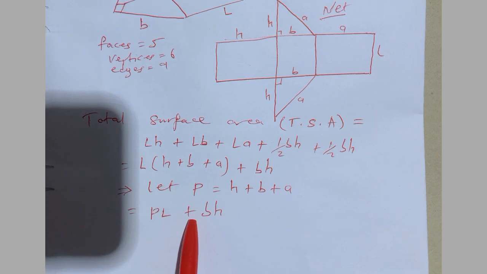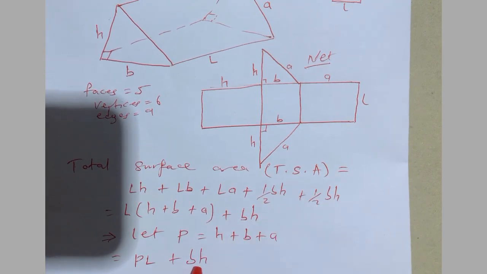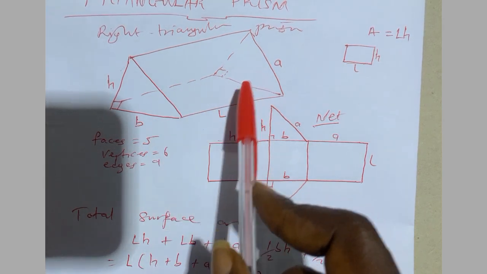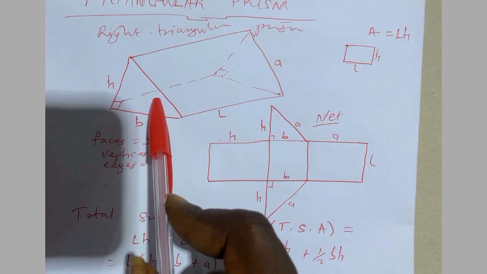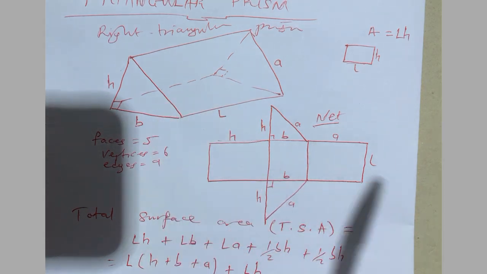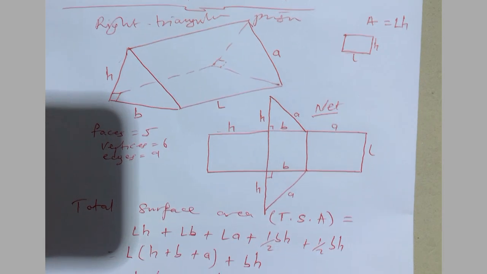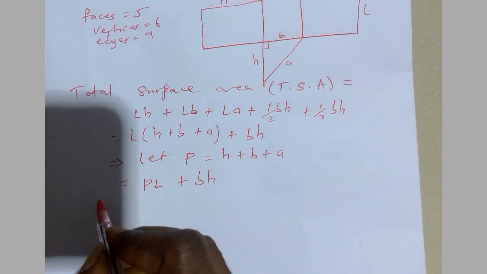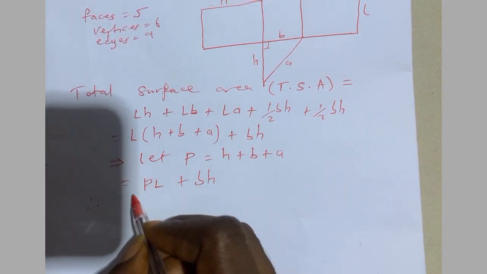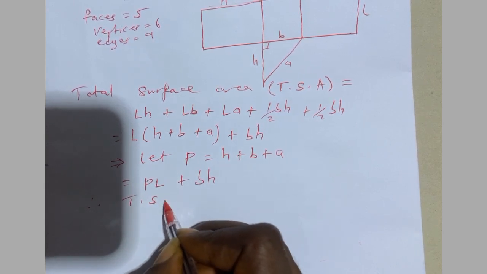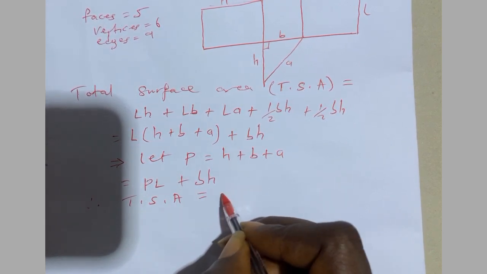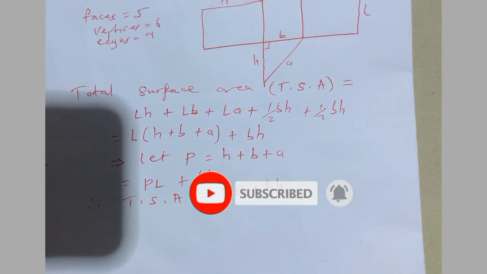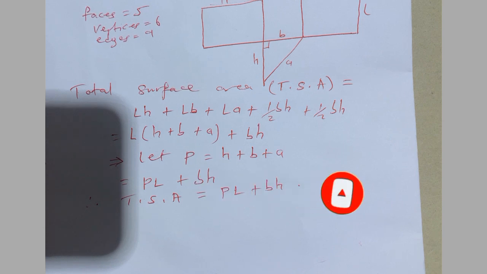And after that, we add the area of the triangle. But the triangles are two, and one of them is half base times height. But since there are two, then half base times height plus half base times height is going to be BH. And therefore, this one gives us the formula for the total surface area of a triangular prism. Okay, that's the total surface area of a triangular prism.